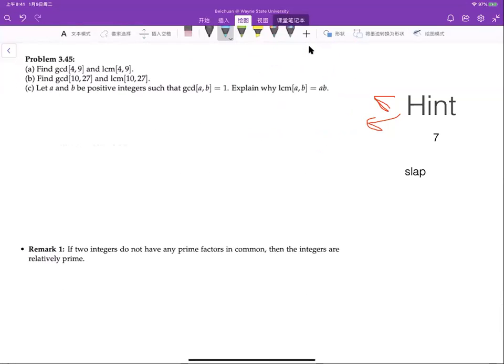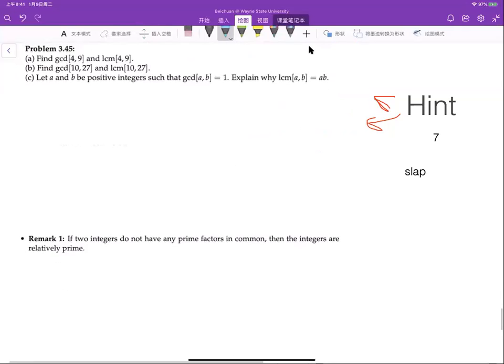Well, it's important to talk about remark 1. Like what we discussed, sometimes the common divisor of the two numbers is equal to 1, because in that case, there's nothing common in their prime factorizations. In this case, the integers are called relatively prime. They may not be prime numbers, but they can be relatively prime. So for example, 4 and 9.